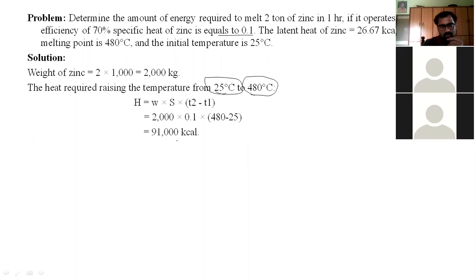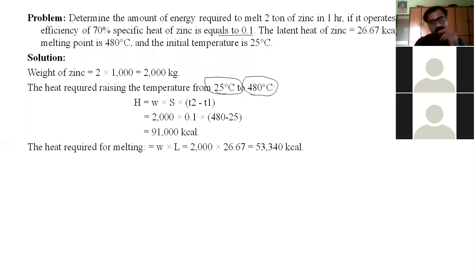Now we have calculated the heat required. Now the heat required for melting. So this is the heat we calculated for raising the temperature from 25 degrees to 480 degrees centigrade. So how much of the heat?